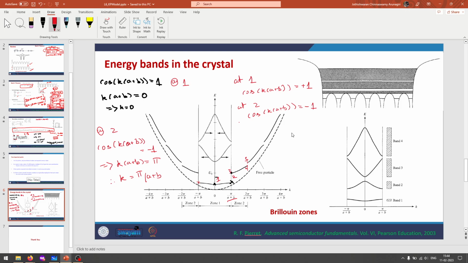Can you briefly tell what the Brillouin zones are? Oh, the Brillouin zones. Okay, yeah, let us talk about the Brillouin zones also. Before that, I heard another question. Is there another question?